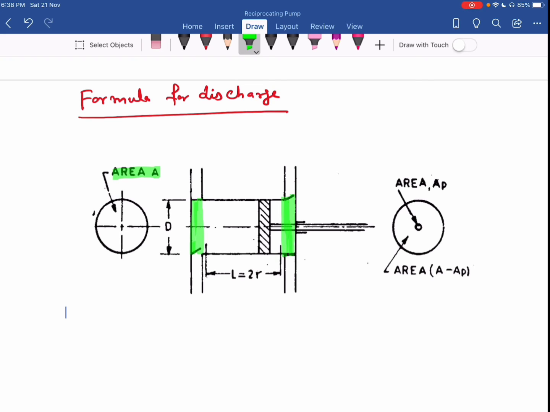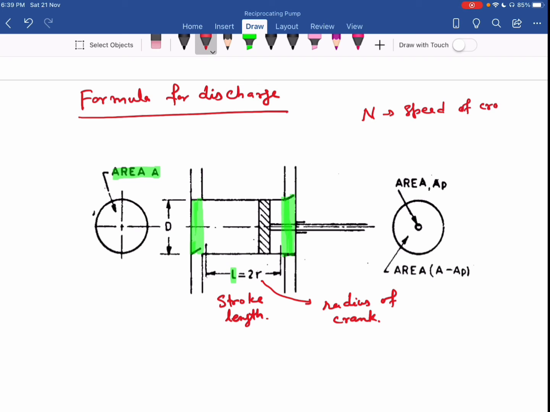That piston movement I can represent by L. This L is called the stroke length. If R is the radius of the crank, then 2 times R is my stroke length. Then N is the speed of the crank, that is in RPM.